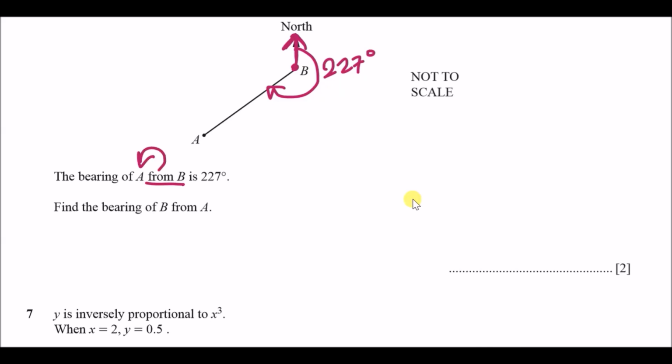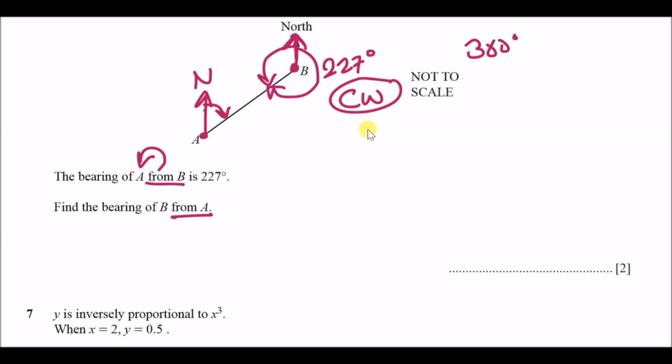Now, the next bit is find the bearing of B from A. So we start at A, draw a north sign because we always draw a north arrow. And we go from A and we're going to go clockwise to B. One thing I forgot to mention, you always travel clockwise, yeah? So now we just work out what this angle is. If we know this angle is 227 degrees, we can work out the interior angle here, because all angles around a point add up to 360. So we subtract 227 from 360 to work out this angle here, and this will give us 133 degrees.